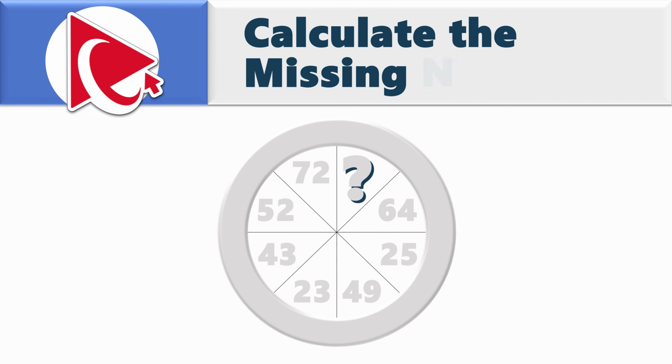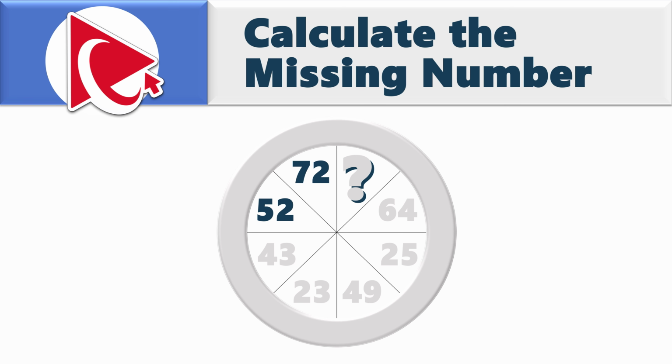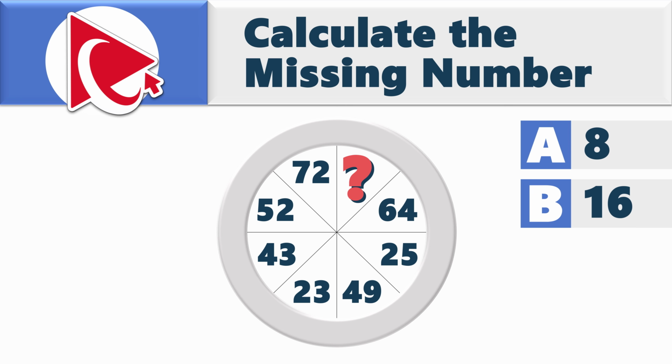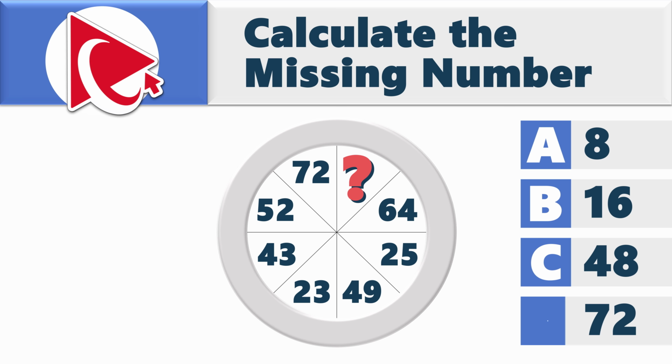You're presented with the circle, which is broken down into 8 sections. Each section has a number inside. Starting from 11 o'clock, counterclockwise, the numbers are 72, 52, 43, 23, 49, 25, 64, and then comes the missing number, which you need to calculate and select out of 4 possible choices. Choice A, 8, choice B, 16, choice C, 48, and last but not least, choice D, 72.